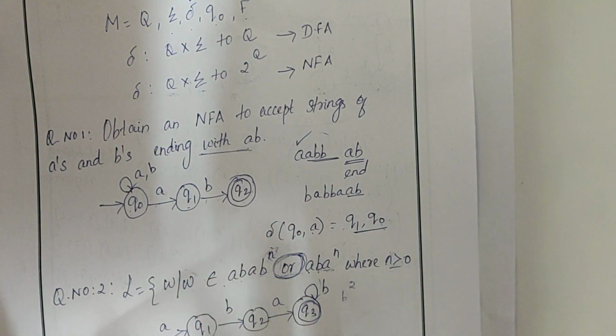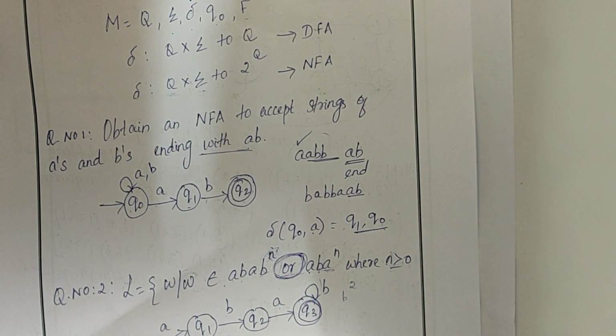So designing an NFA is very easy. Whatever is given in the question, you have to write as it is, and you have to mark the self loop wherever it is necessary.